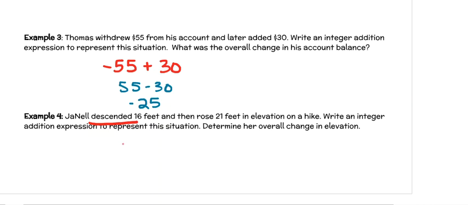So that means she went down 16 feet, and then she goes up 21 feet, which is addition. And now they're different signs, so you're subtracting 21 minus 16, which is 5. And 21 is a larger number and is positive. So what was her overall change in elevation? 5 feet.